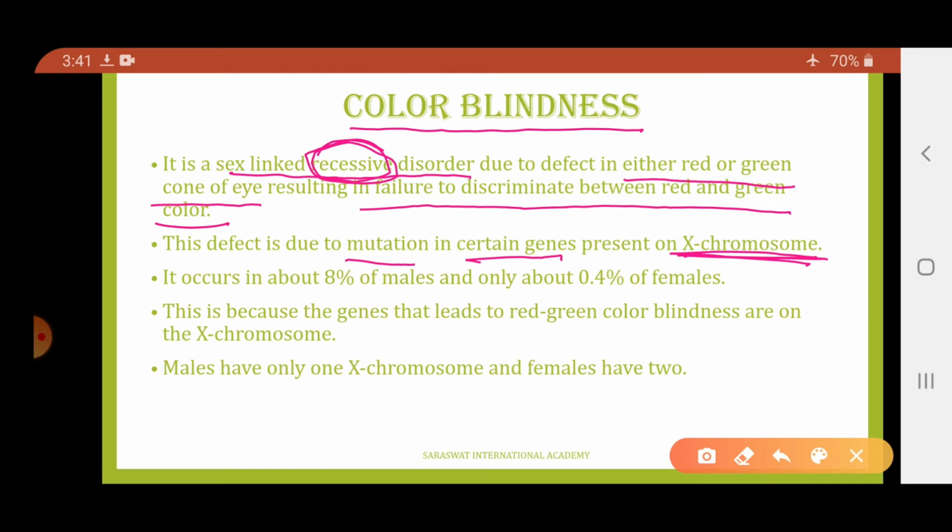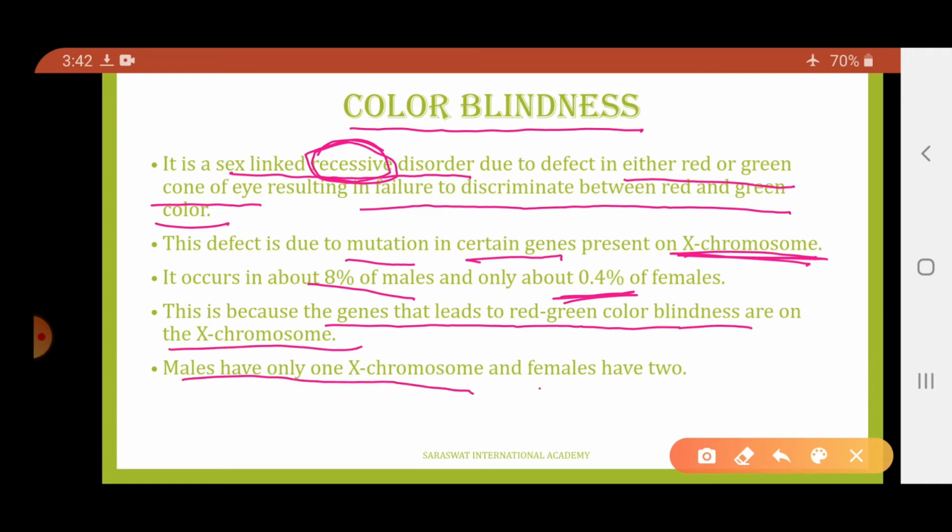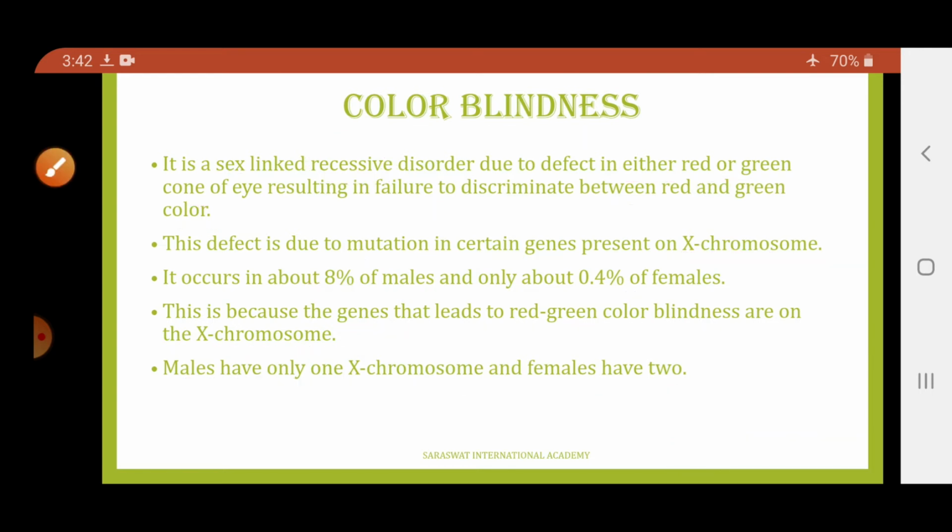over what? Affected one. It occurs in about 8% of the males and only 0.4% of the females. Why? Because the genes that lead to the red-green color blindness are located on the X chromosomes. Males have only one X chromosome and females have two. So अगर male affected है तो उसका counterpart तो Y है, तो of course he will show the disease. But female अगर heterozygous condition है, so what is the condition? That she will be unaffected. She will be the carrier of the disease but won't show the symptoms of the disease.